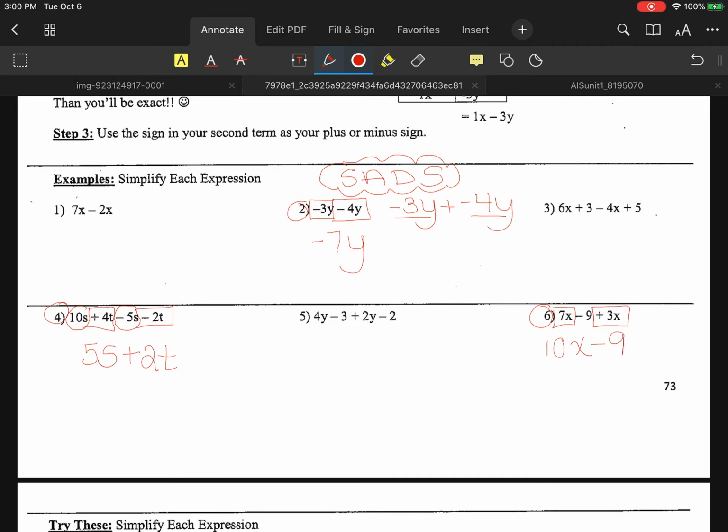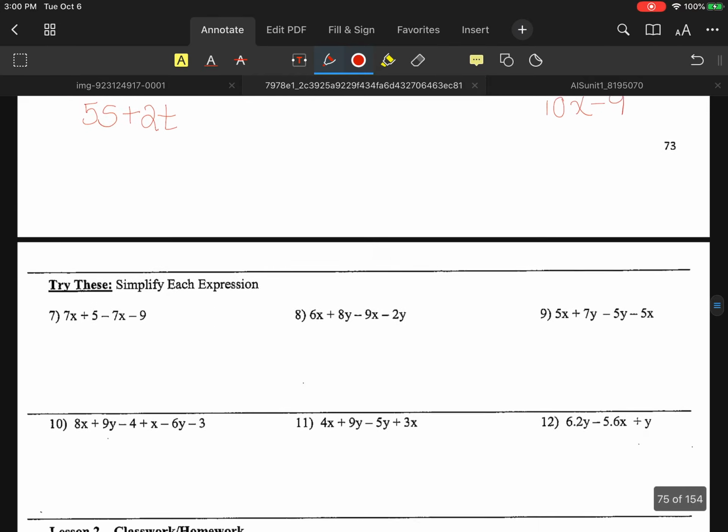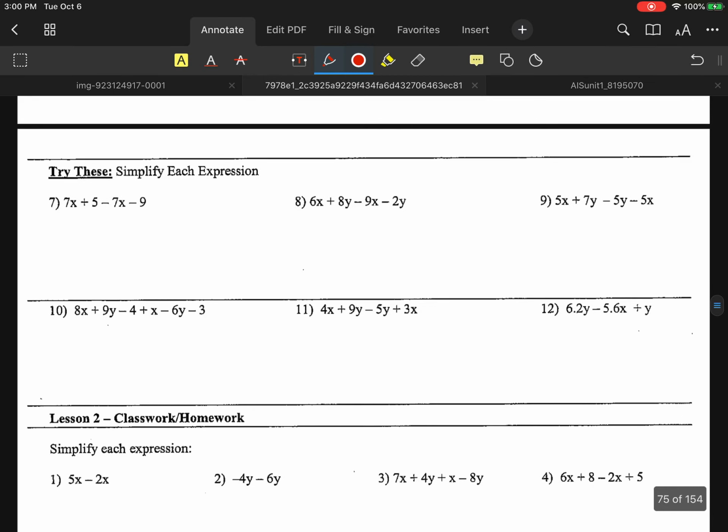So because these are all adding and subtracting, you're using your same add, different subtract rules that you learned in Unit 1. I told you those rules weren't going away. Now let's look at the Try These. Again, I'm going to do evens. So I'm going to do 8, 10, and 12.